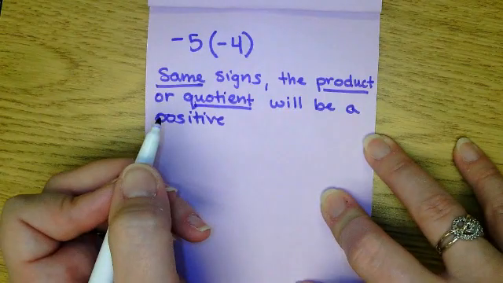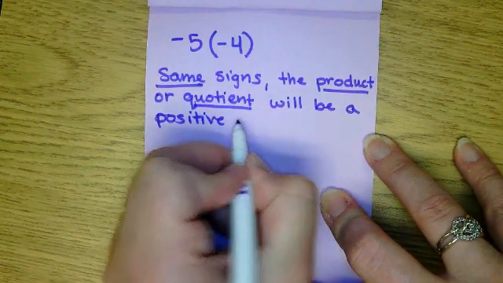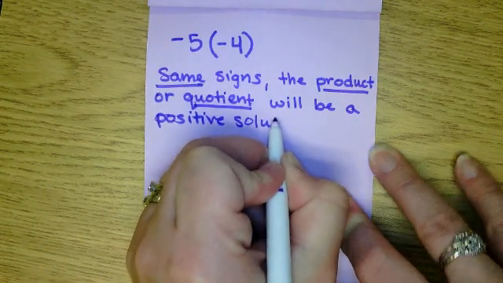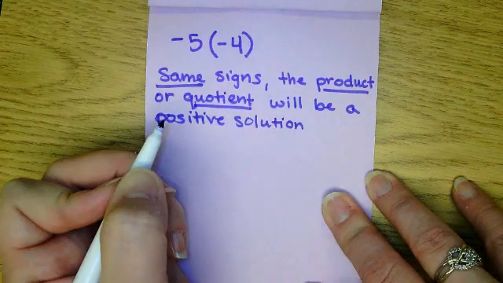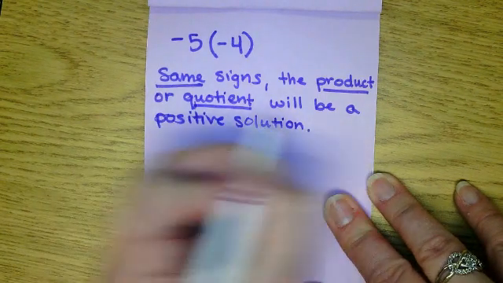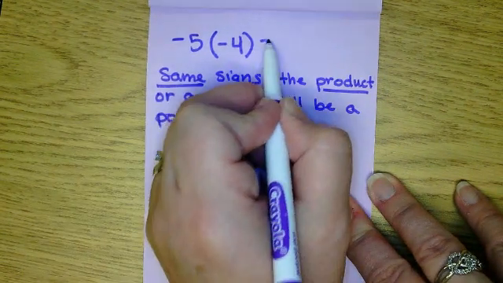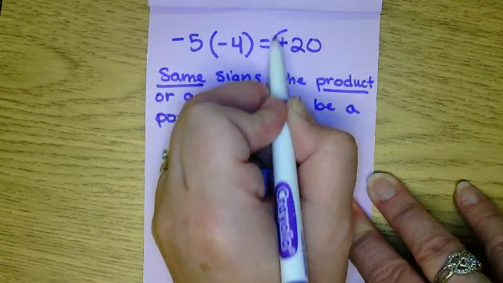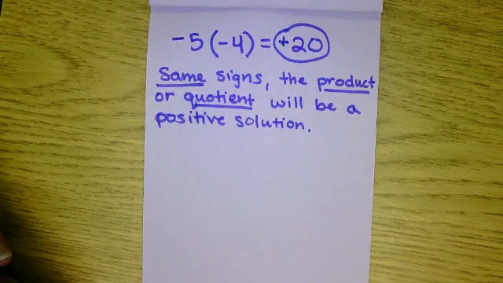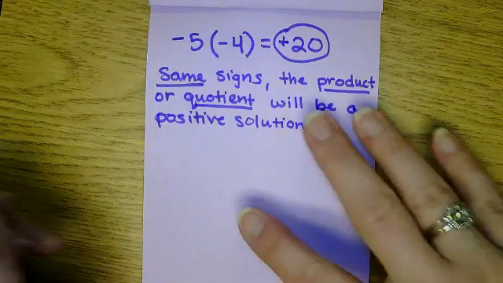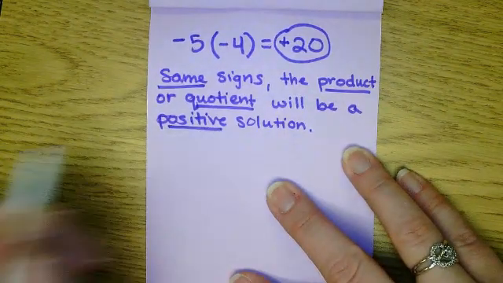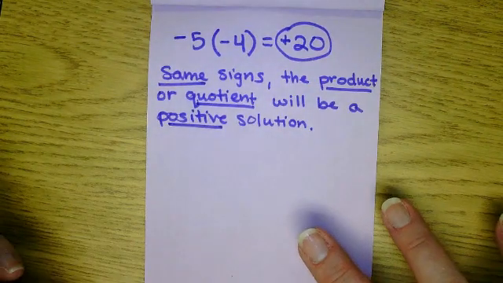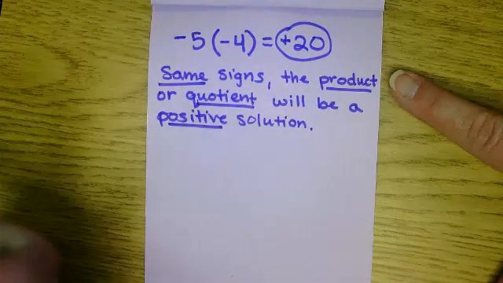Or let me say this again. It's going to be a positive solution. Let's start using different vocabulary words. So with that being said, 5 times 4 is 20. They're both negative, so I'm going to make them a positive. So same signs, your outcome will be a positive outcome. And again, product or quotient.